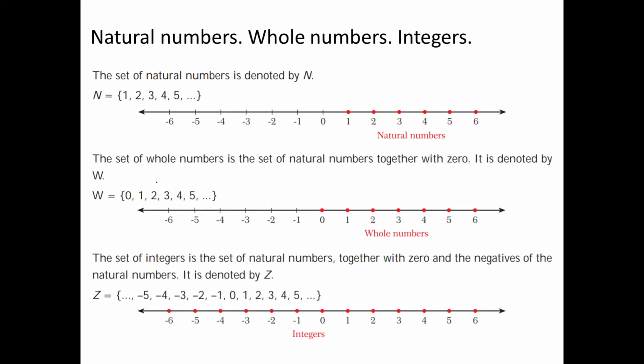And the third is integers. The set of integers is the set of natural numbers together with 0 and the negatives of the natural numbers. It's denoted by capital Z. For example: -5, -4, -3, -2, -1, 0, 1, 2, 3, 4, 5, and so on.